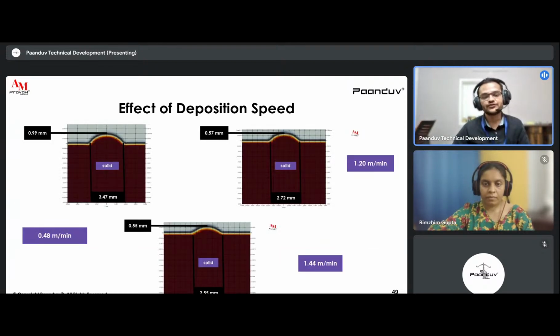Here are some results from the AM Pravah. For the case of 0.48 meters per minute of deposition rate, the bead height is around 0.99 mm and the width is around 3.47 mm.